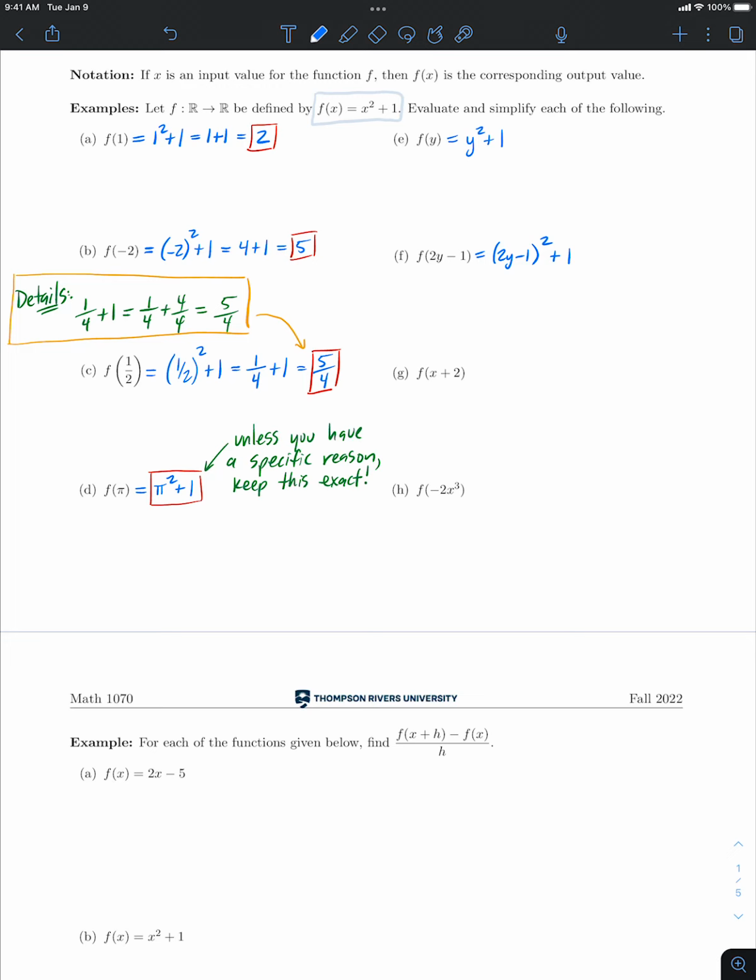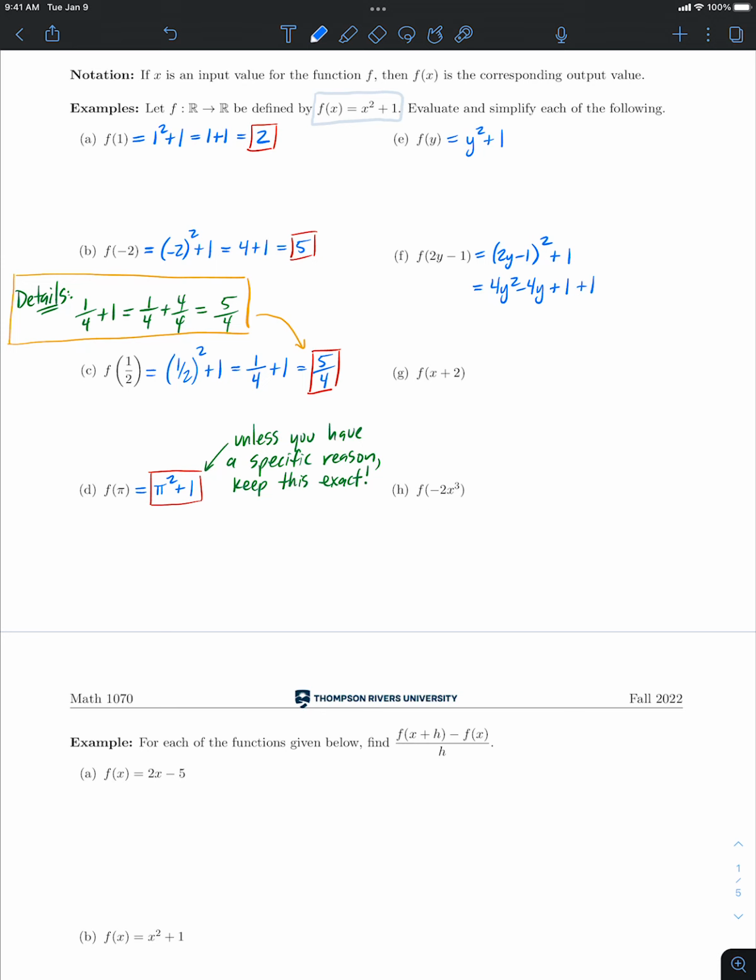Now, we could stop here, but sometimes you're going to want to expand this and evaluate it carefully and simplify it, and maybe you want to express it as a quadratic, which we'll talk more about in a few sections as well. So what you'll probably want to do is expand this. What you're going to get here is 4y squared minus 4y plus 1 plus 1.